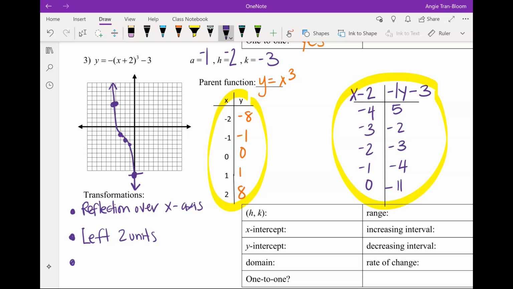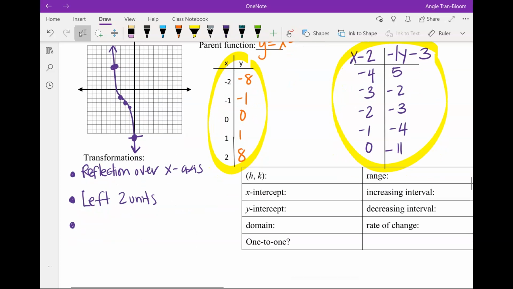A K value of negative 3, Sophia, what transformation is that? Shifted down. Good. H and K, we know that was negative 2, negative 3. The range for this question, Riley, is what? Good.